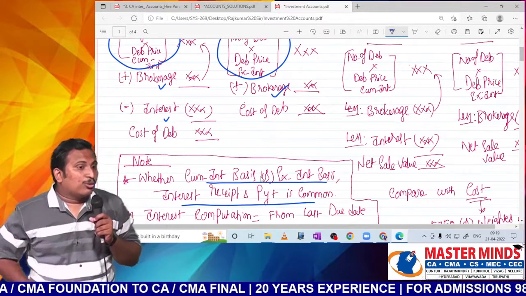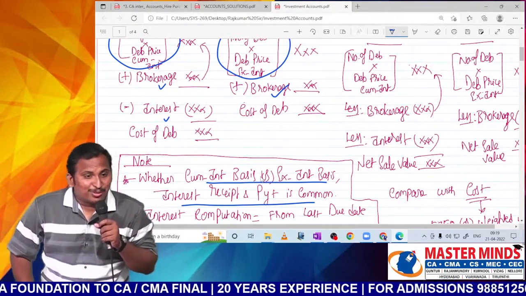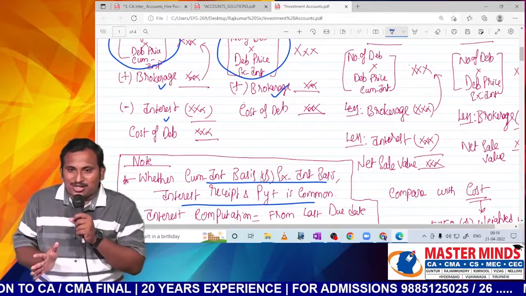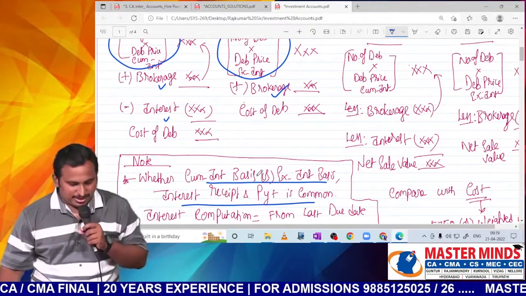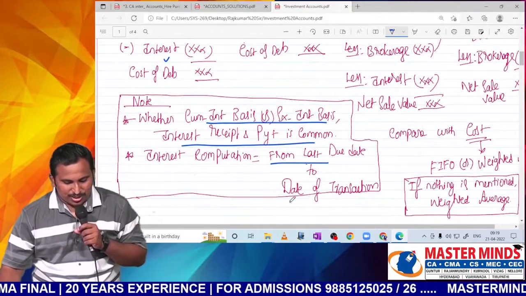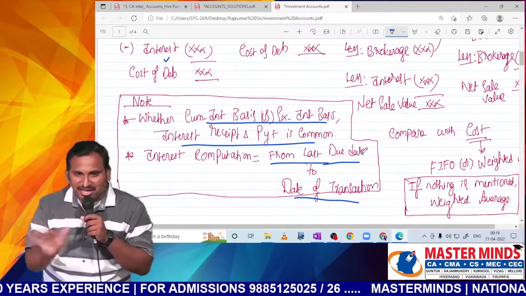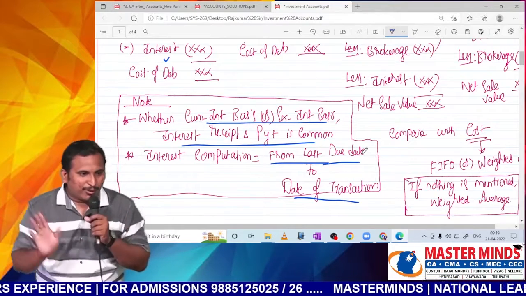Another one: how to compute interest. Sometimes interest computation also will hit you. Very simple, I'll not explain big logics, but the simple way to remember is from the last due date to the date of transaction. Over. Any question, any place, just apply that period. So what is that?